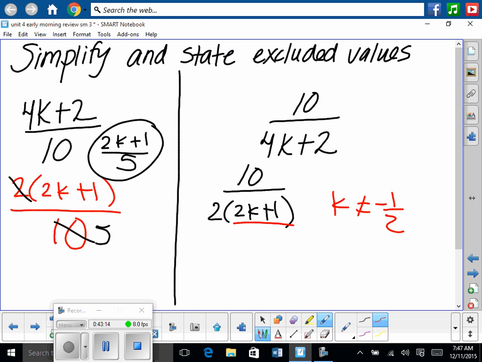Can everybody solve that in their head really quick? Yeah. Okay, so now you can divide them out. This became a 5, this became a 1. So our final answer is 5 over 2k plus 1, where k does not equal -1/2.